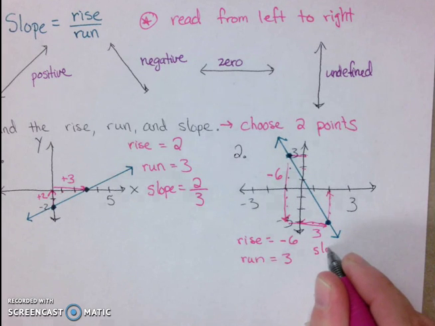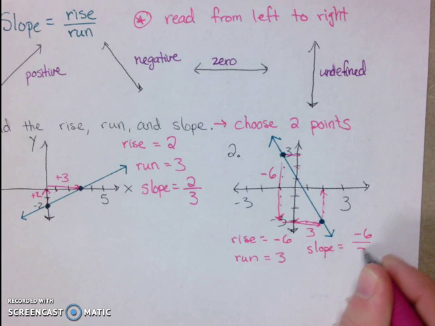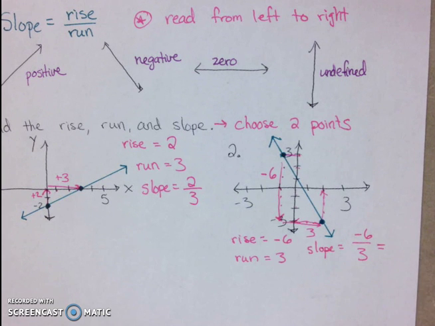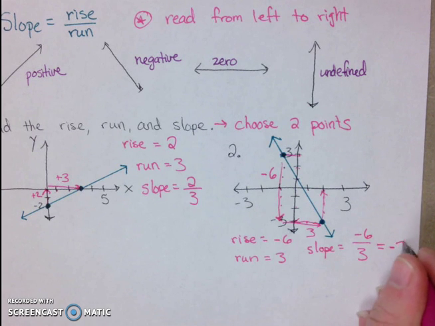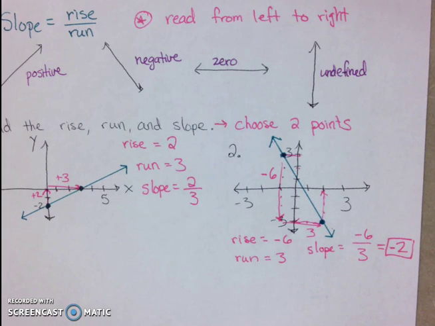So then our slope is our rise, -6, over the run, 3. Now don't leave it like that. This one we can simplify. We can take -6 divided by 3 to get -2. So our slope is -2. Remember, the line's going down, so that's why our slope is negative.